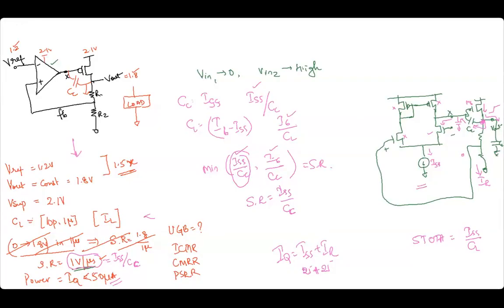We started looking at some more details of the two-stage op-amp. In the earlier class, we looked at the stability part, but now we also have to look at various other specifications such as slew rate, ICMR, CMRR, and other things as well. We started discussing the same two-stage op-amp with a Miller compensation, and we started discussing the slew rate.